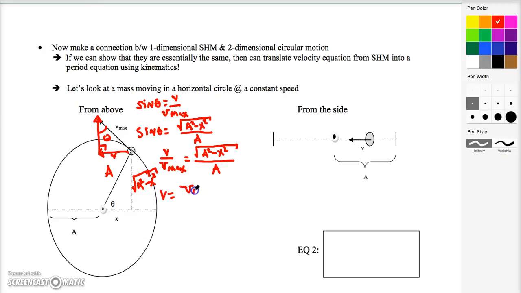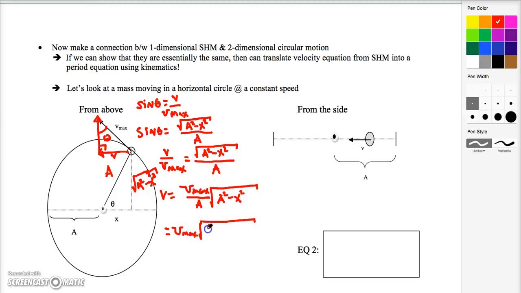So we have vmax over a times the square root of a squared minus x squared. And the reason I wrote it like this is because essentially I want to put this a back in the square root. So by doing so, this is vmax, I could square it and put it in the denominator. So I'm going to square it.